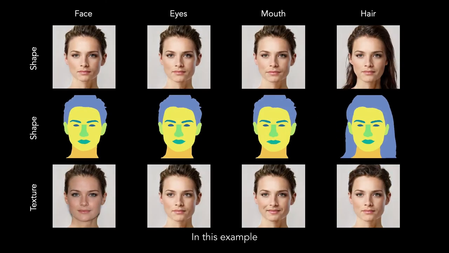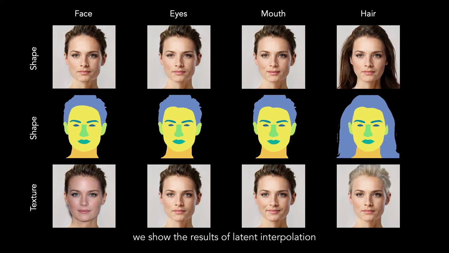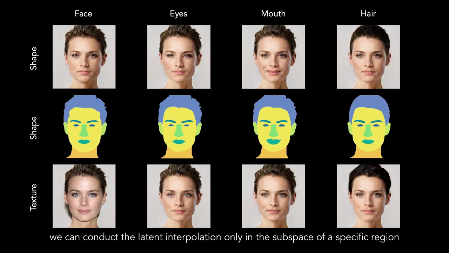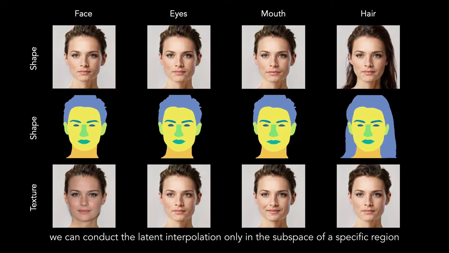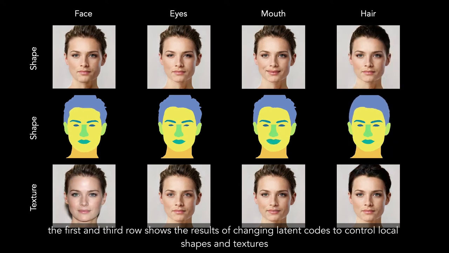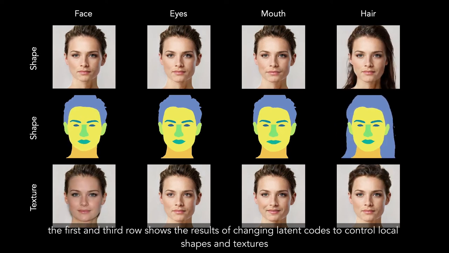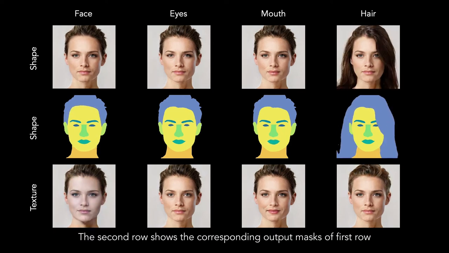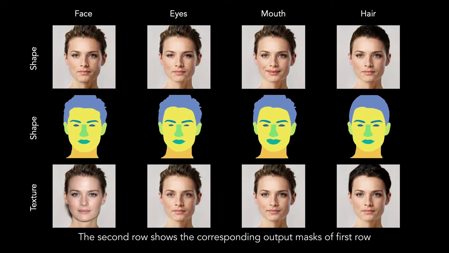In this example, we show the results of latent interpolation. Unlike StyleGAN, we can conduct the latent interpolation only in the subspace of a specific region. Here, the first and third rows show the results of changing latent codes to control local shapes and textures, respectively. The second row shows the corresponding output masks of the first row.